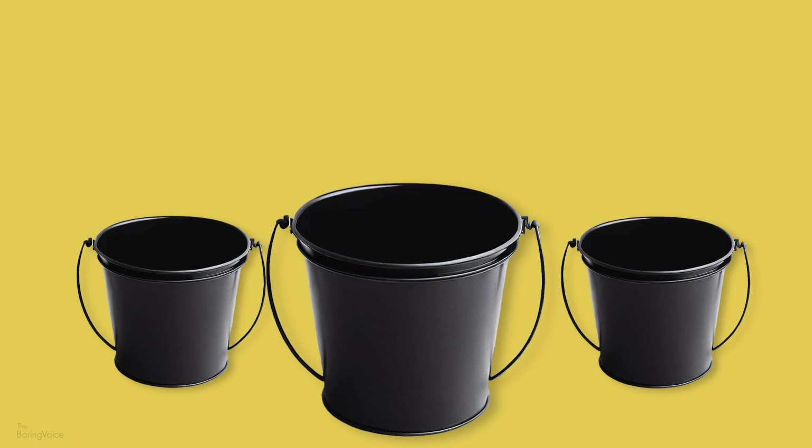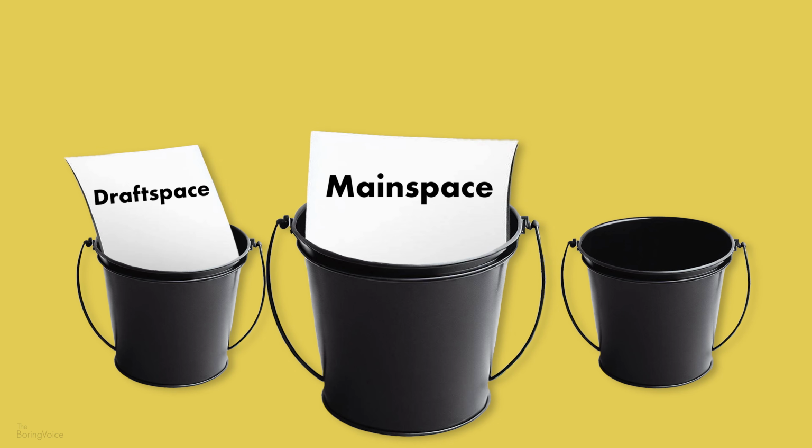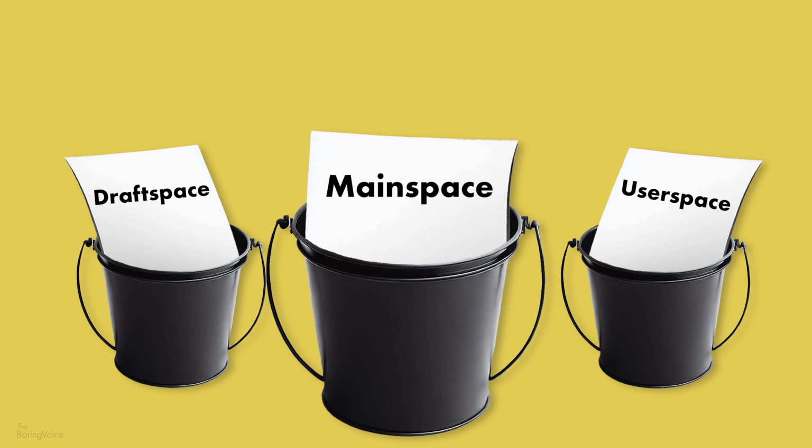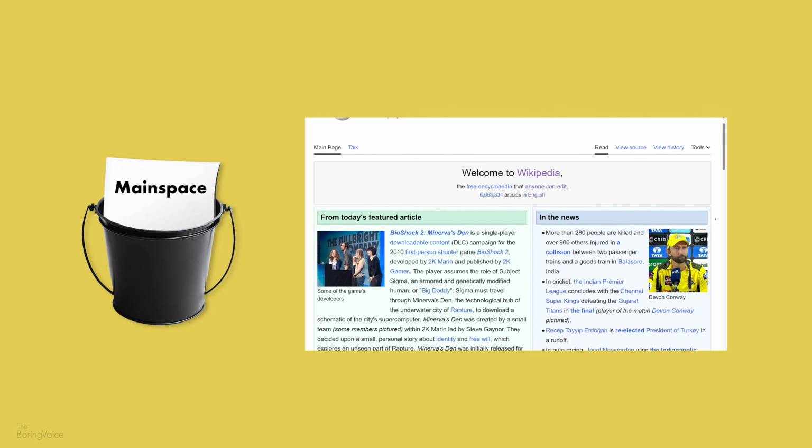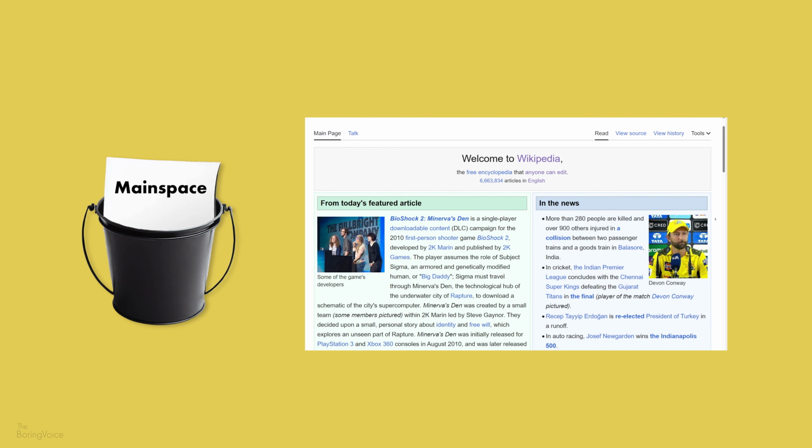Wikipedia has 3 places to place your new Wikipedia article: Namespace, draftspace, or userspace. These locations are called namespaces. Namespace is where Wikipedia articles live and are indexed by search engines.